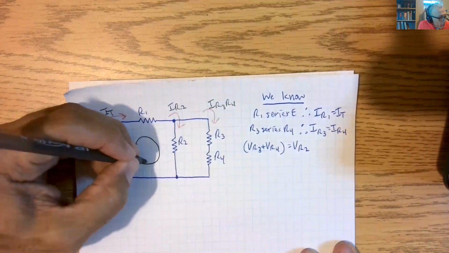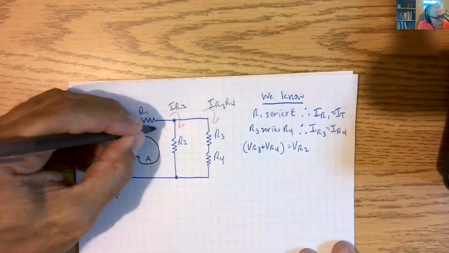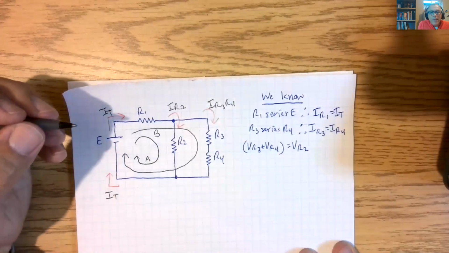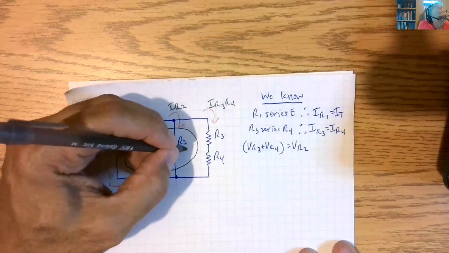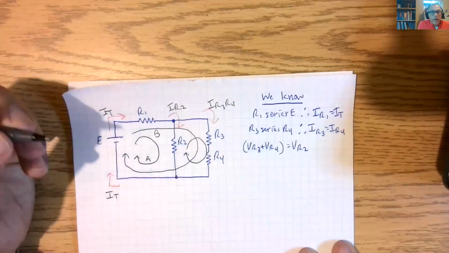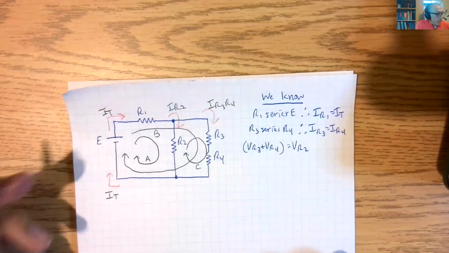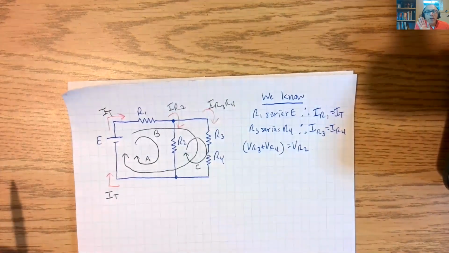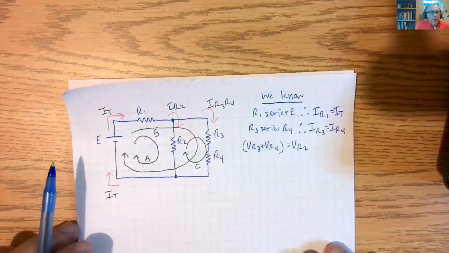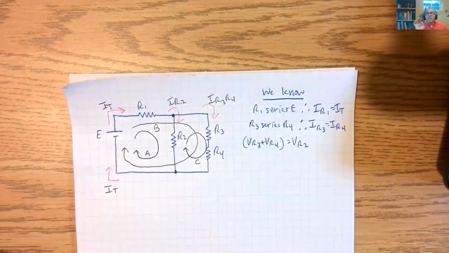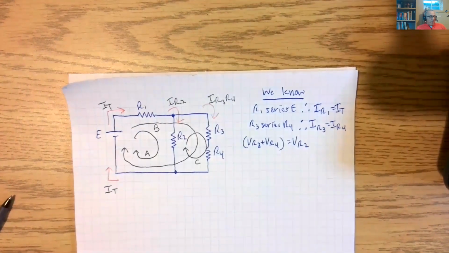We have a loop here, loop A. We have a loop here, loop B, and we have this loop here. And we're going to call this loop C. Okay, so we always are going to understand Kirchhoff's voltage law and the loops in these circuits. And when we start doing mesh analysis at the beginning of next semester, this is going to come into play even more.